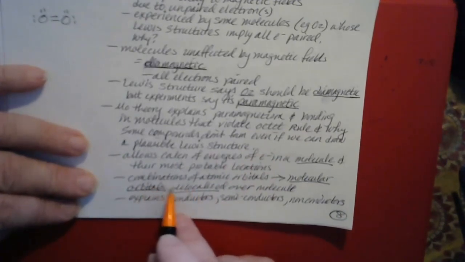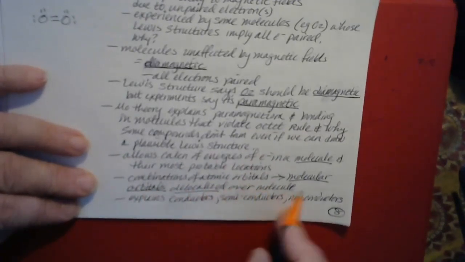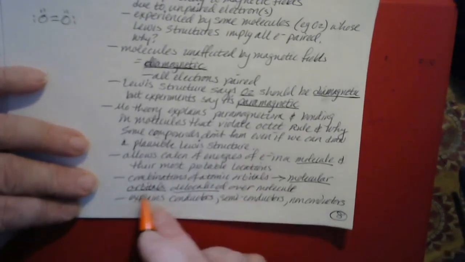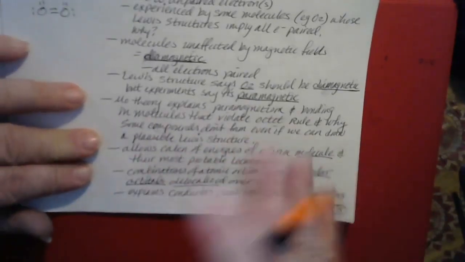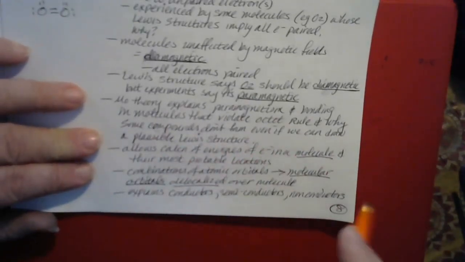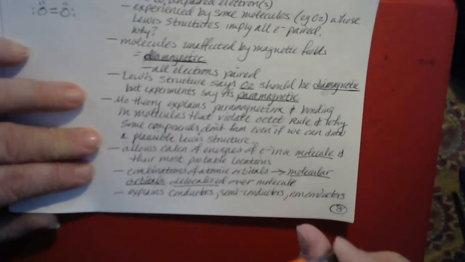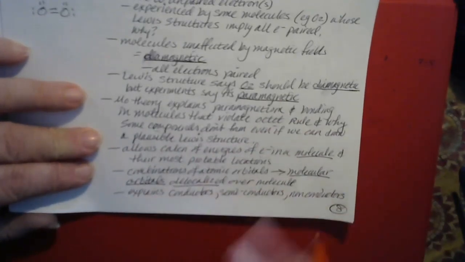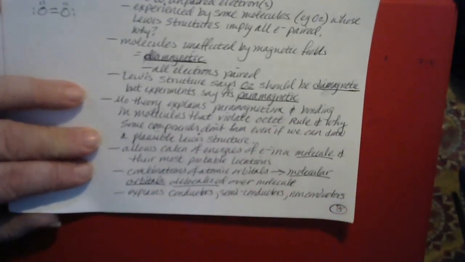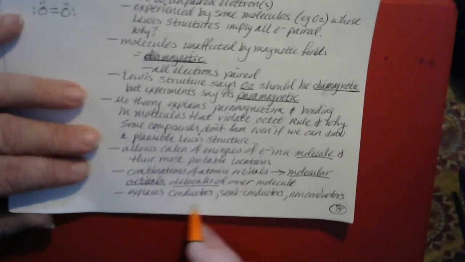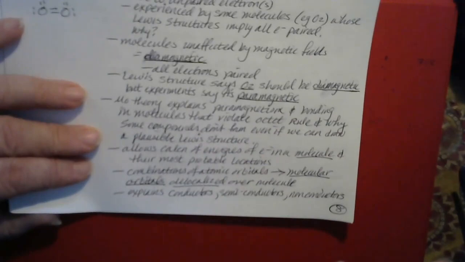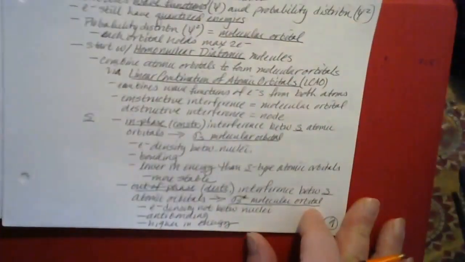Molecular orbital theory basically involves a combination of atomic orbitals into what are known as molecular orbitals. And the molecular orbitals are delocalized over the molecule. Molecular orbitals are sort of analogous to atomic orbitals, only they apply to an entire molecule. Also, molecular orbitals can explain things like why some things conduct electricity and others don't.